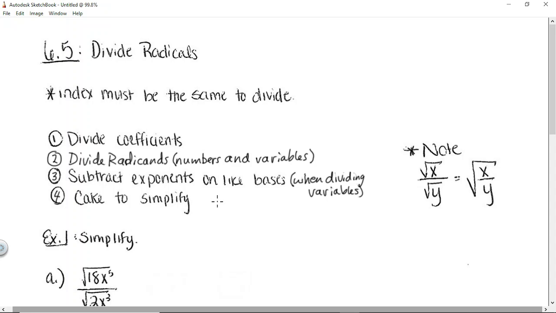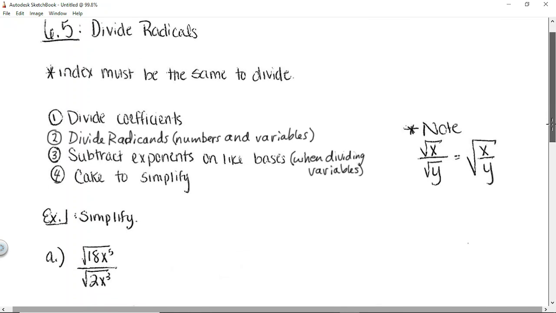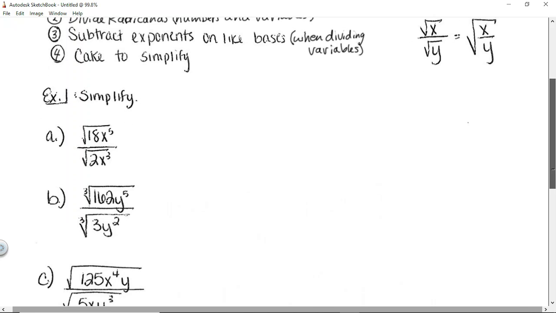So note this rule over here, and that's really what makes the whole thing work: the quotient of square roots is the square root of the quotient. So you can put the square root symbol, or any radical, around the entire quotient, and then you are dividing the radicands within that radical. It'll help to look at some examples if this seems a little fuzzy. Let's look at these.